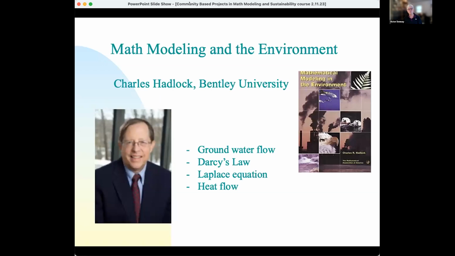Early versions of it were more focused on environmental issues. This wonderful book by Charles Hadlock, Math Modeling in the Environment, was my start. And Charles was a wonderful mentor. He came and visited at Bryn Mawr and talked with our students and supported me as I was trying to figure out how to do all of this.